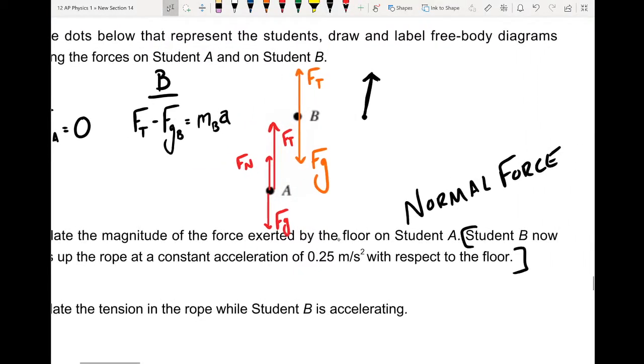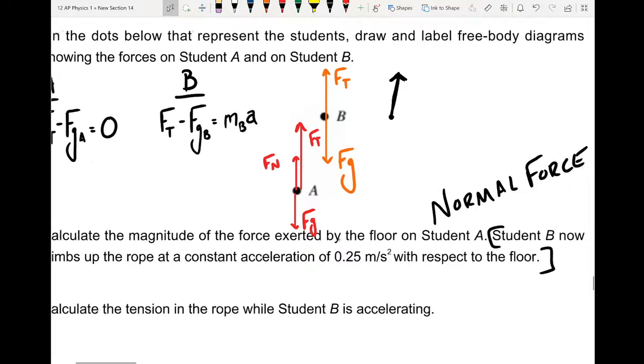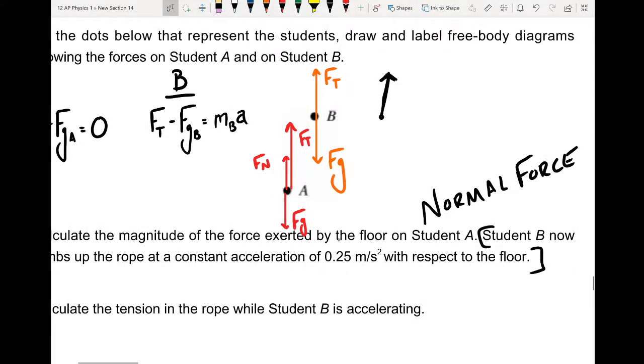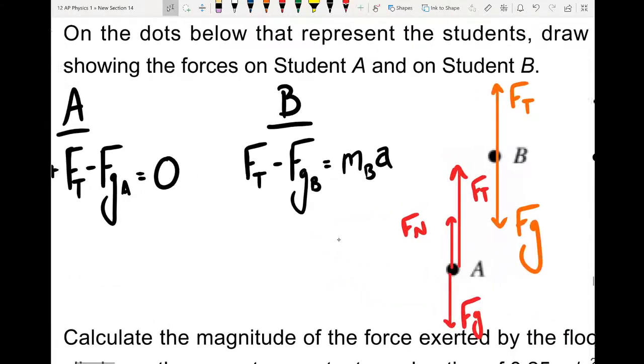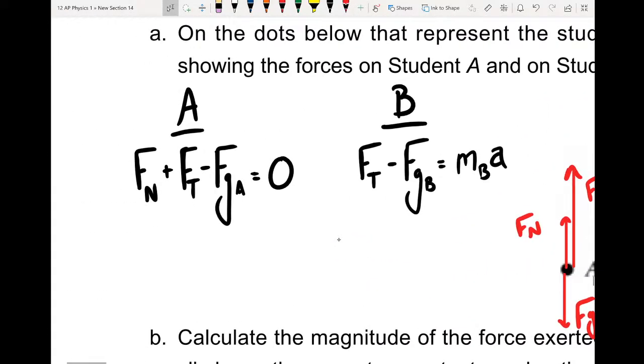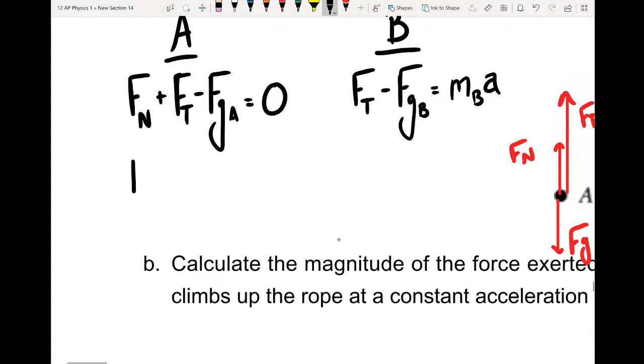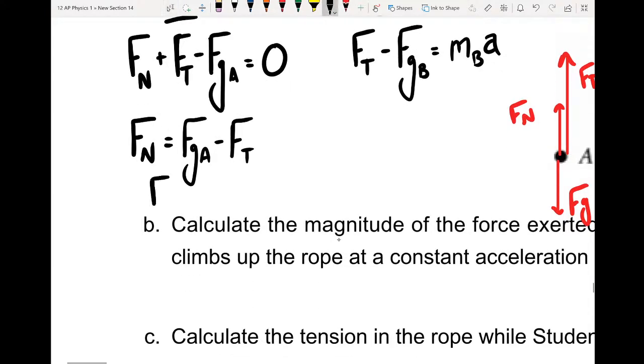They're climbing the rope, so they're going upwards with an acceleration of 0.25 meters per second squared with respect to the floor. So yeah, we have this information. What we want to do though is figure out Fn. So I can manipulate my equation: Fn is equal to Fg, if I add that to both sides, minus Ft. I can go one step further and say that Fg is just equal to mass times g.